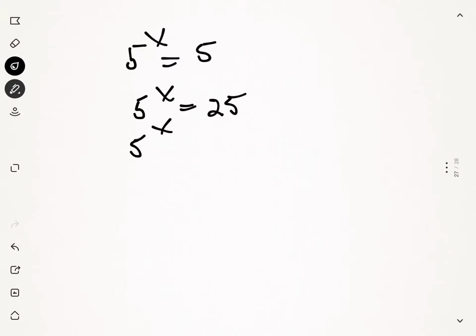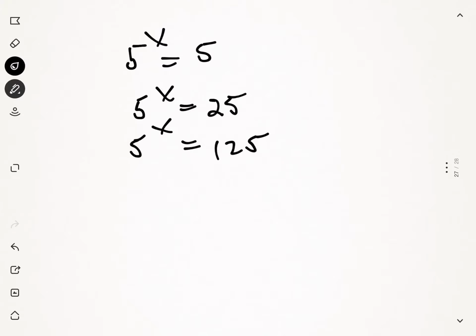So consider the following equations in which the variable is located in the exponent of an expression. In these cases, the solution can be found by inspection. So let's say we have 5 to the x equals 5. Five to the x equals 25. And 5 to the x equals 125.